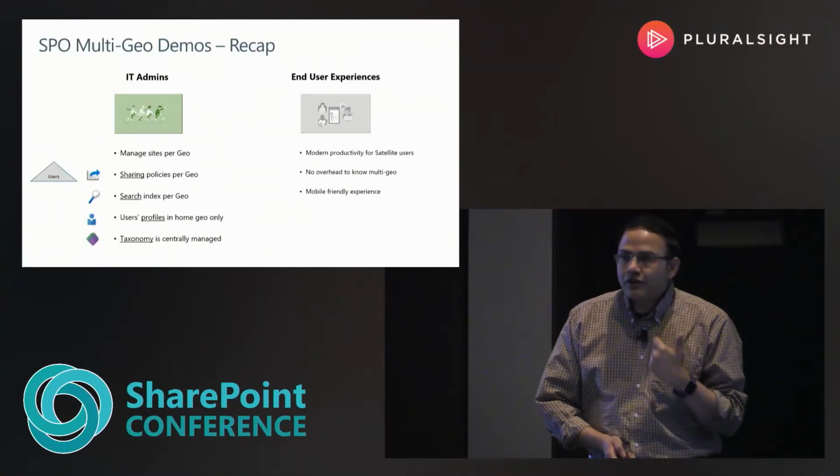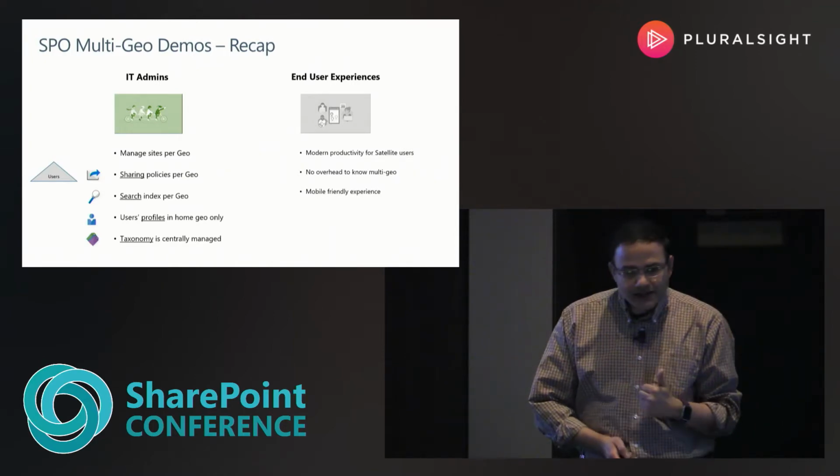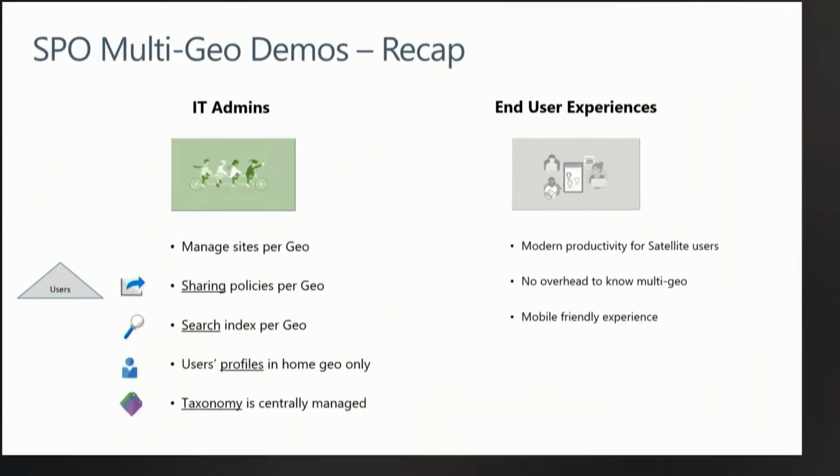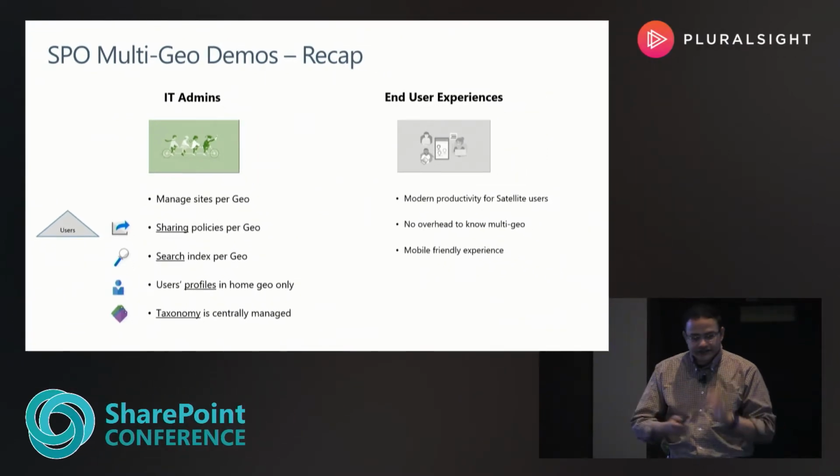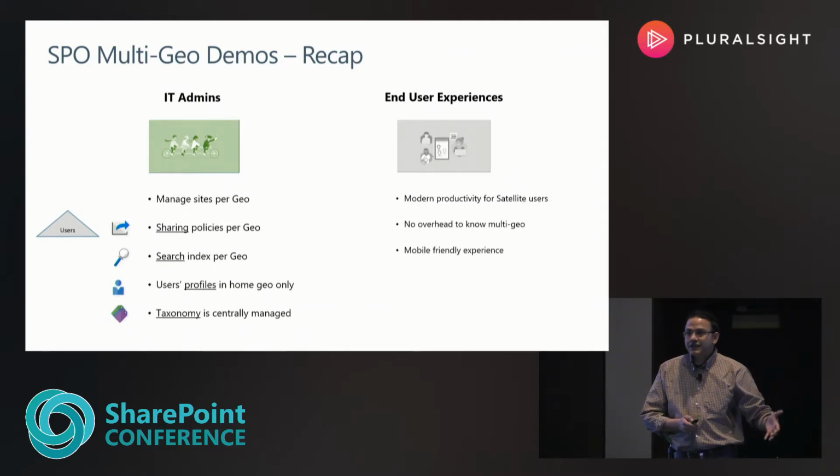Now, just to recap on what we have shown in the demo, from an admin perspective, I showed you how easy it is to create a geolocation. You can manage the sites on a per geo basis, as well as the sharing policies can be configured on a per geo basis. Search index is per geo. However, the experience for the end user is across the geo. You get a single unified result. The user profiles are also managed at the home geo location. For example, in this case, Adriana is a European user. That means her profile is actually homed in the European geolocation itself. Last but not least, taxonomy is centrally managed and it is automatically replicated across all your satellite locations.